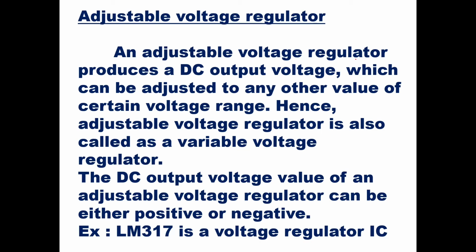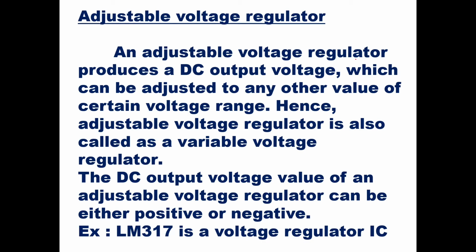An adjustable voltage regulator produces a DC output voltage which can be adjusted to any other value within a certain voltage range. Hence, an adjustable voltage regulator is also called a variable voltage regulator. The DC output voltage of an adjustable voltage regulator can be either positive or negative. For example, LM317 is an adjustable voltage regulator IC.